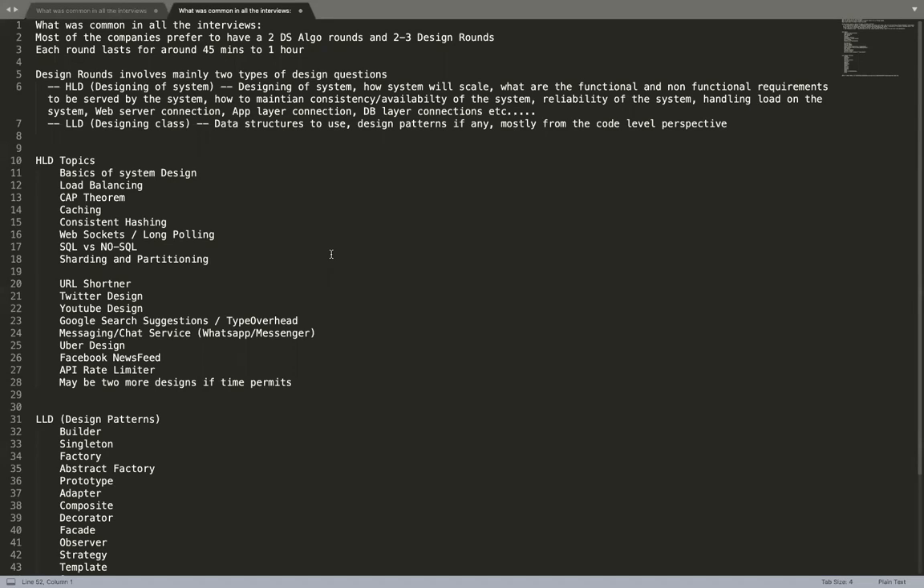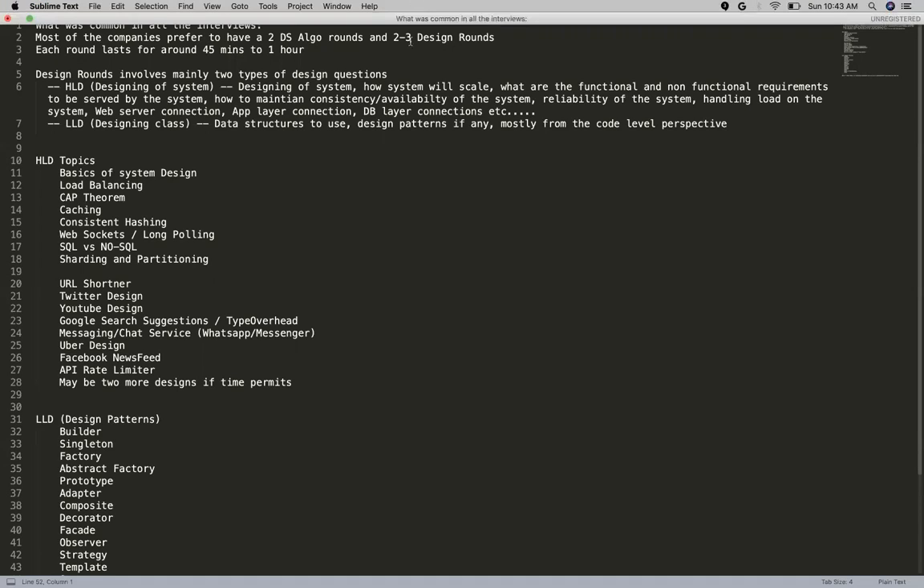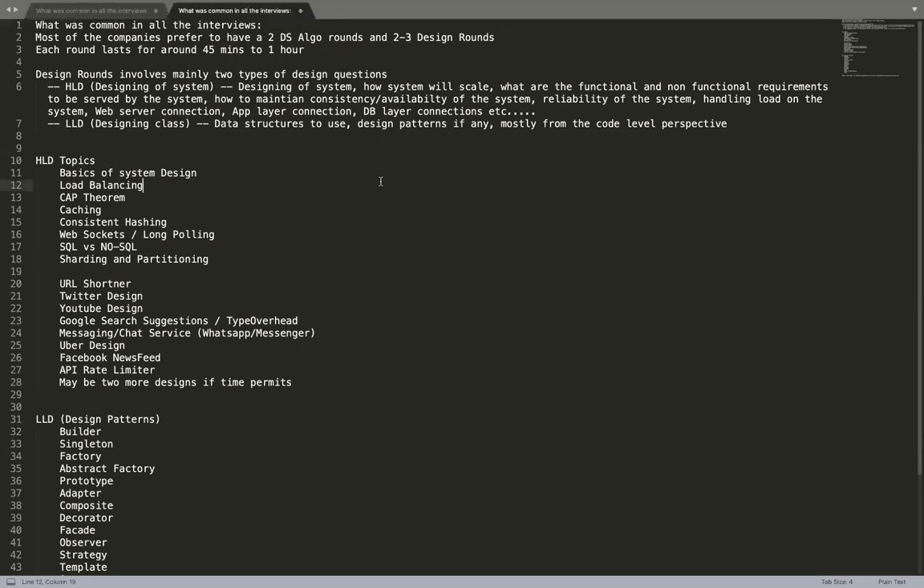Now, what is high level design? Can anyone tell me if any one of you know what high level design is, maybe with the help of an example? Okay, cool. No worries. I'll try to explain.